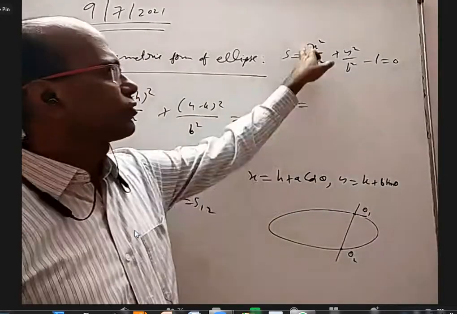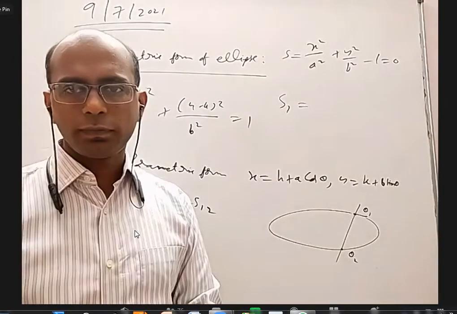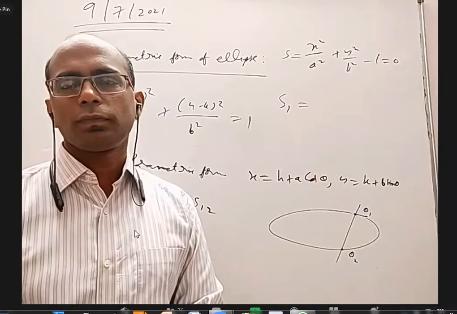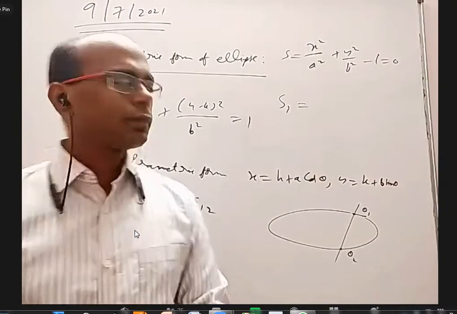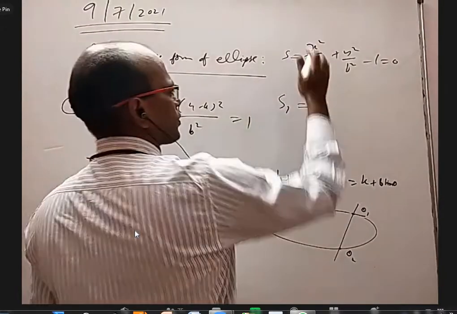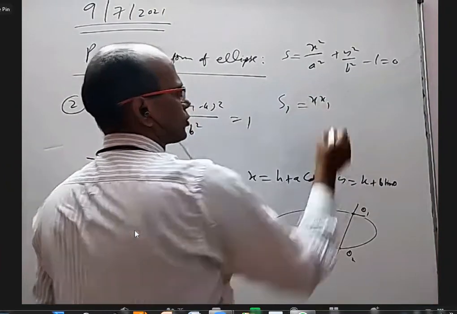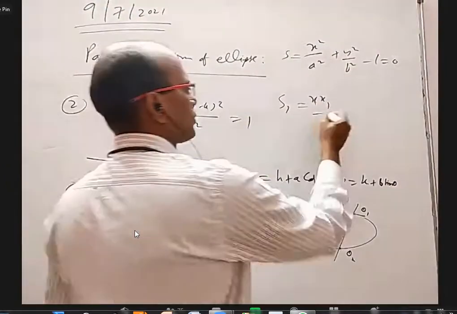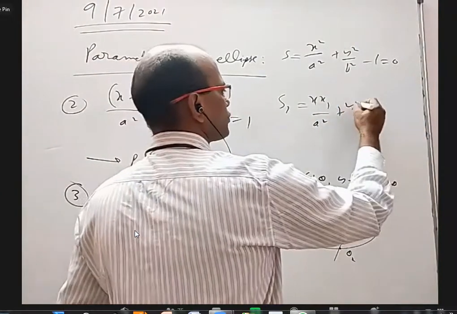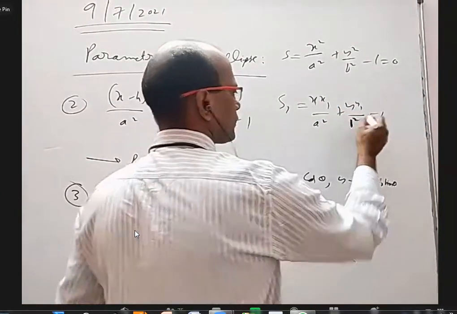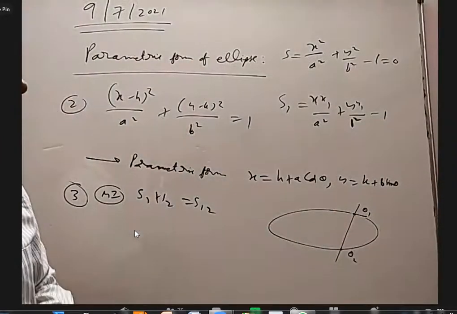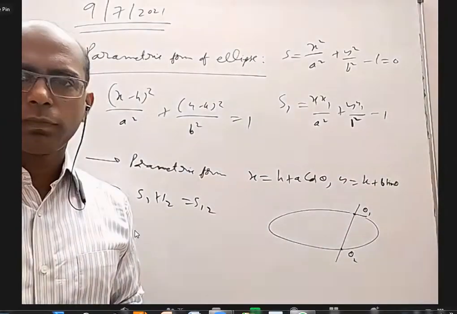In S1, how should we write x square? We should write x square as x into x1. We should write x into x1, you don't change it, otherwise x1 by a square. Y square is y1 by b square minus 1. Correct or not, Lavanya? Yes, sir.